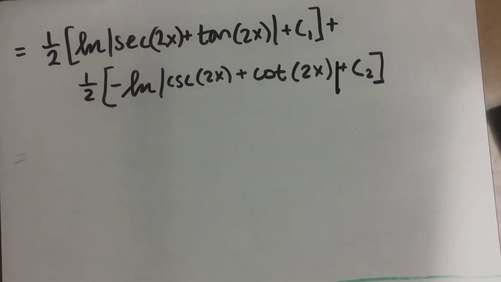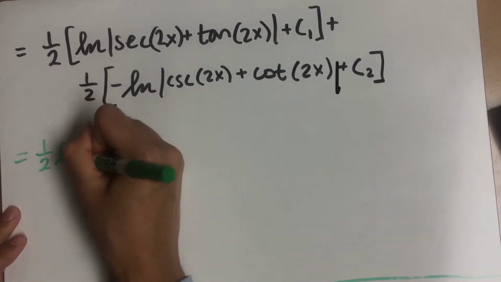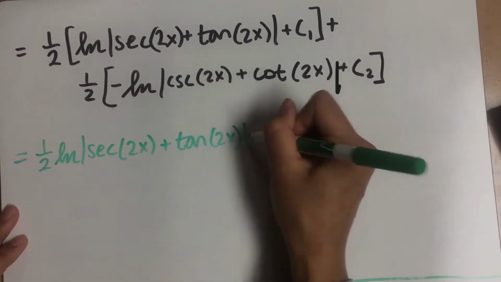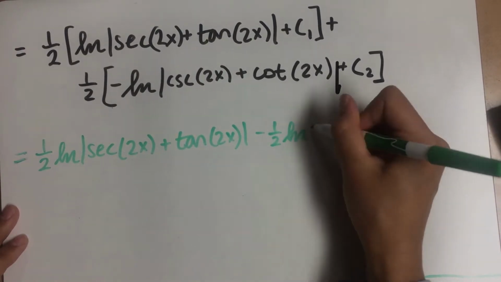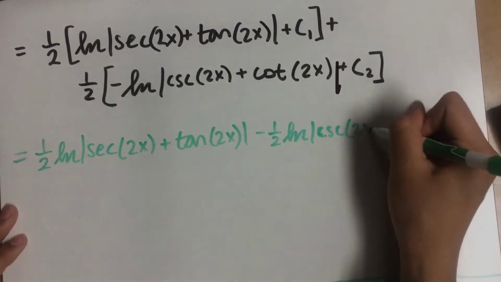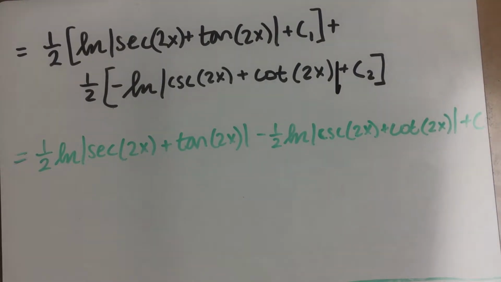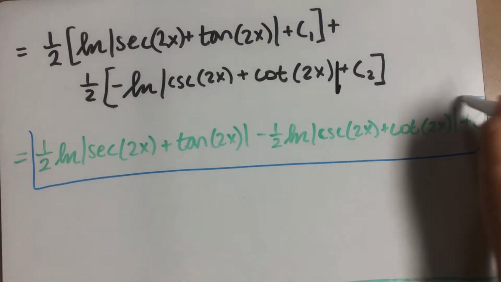Distribute the 1/2 and simplify. The constants c1 and c2 add to make c. Your final answer then will be 1/2 ln the absolute value of secant 2x plus tangent 2x minus 1/2 ln cosecant 2x plus cotangent 2x plus c.